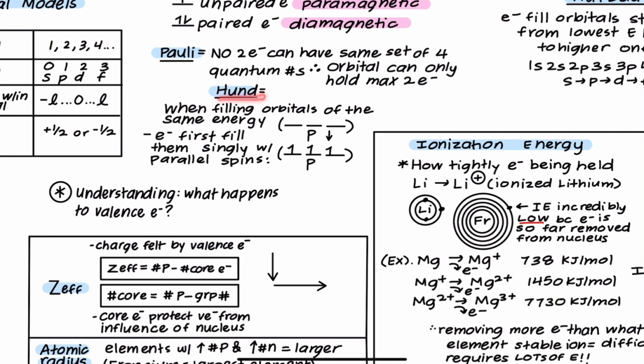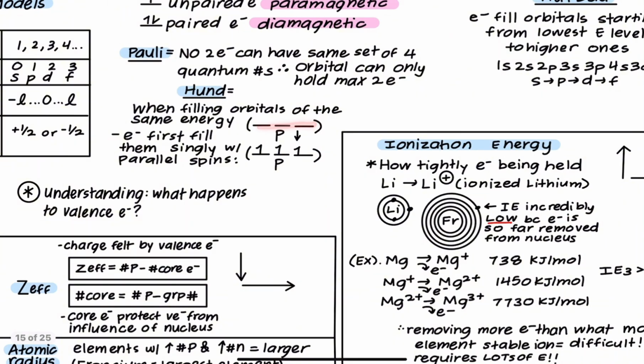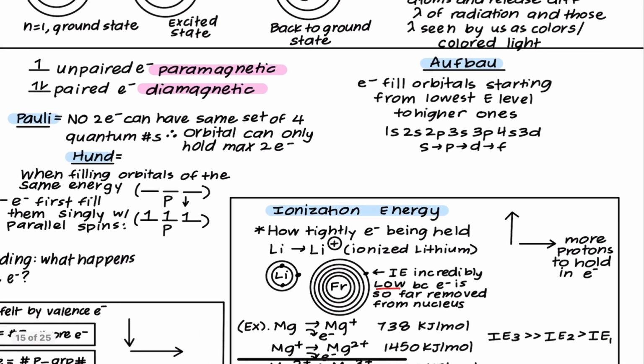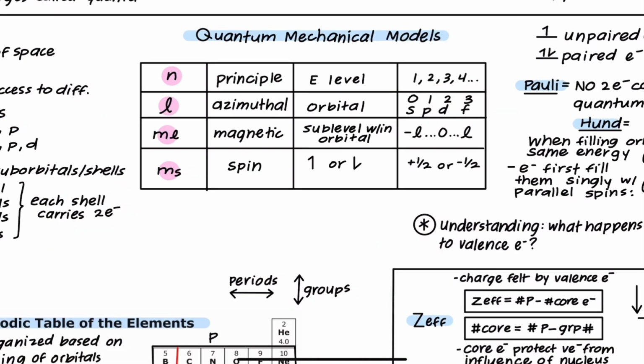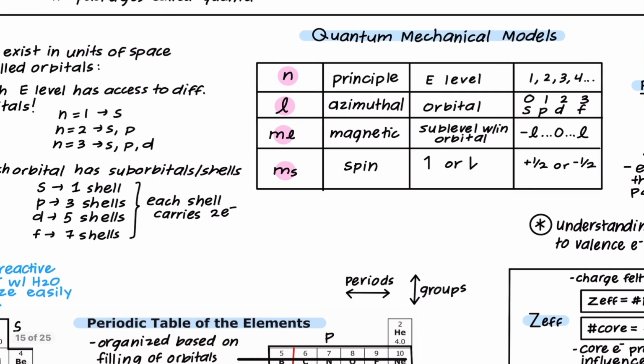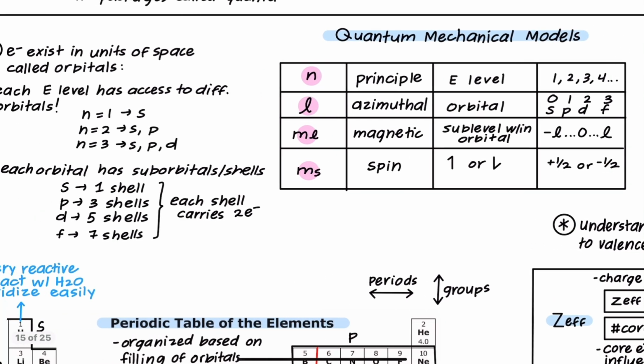And Hund's rule says that when filling orbitals of the same energy, electrons first fill them singly with parallel spins. So when you start filling these orbitals, you have to fill them up singly before you go back and add more electrons. The last thing I want to talk about here is the Aufbau principle. It states that the electrons fill orbitals starting from lowest energy levels to higher ones. By knowing what each quantum number means, you can then write the 4 quantum numbers for a given electron.